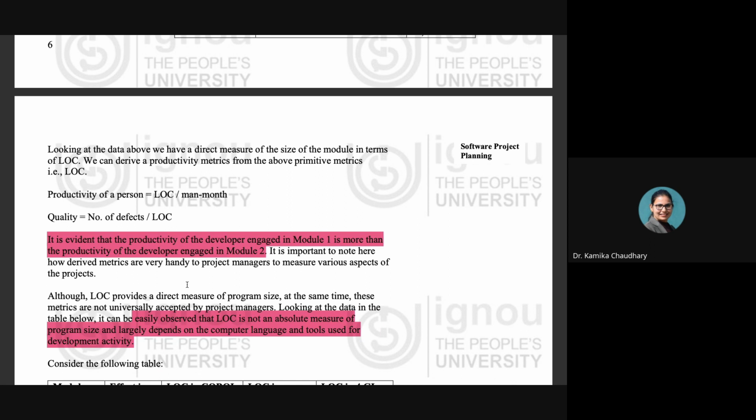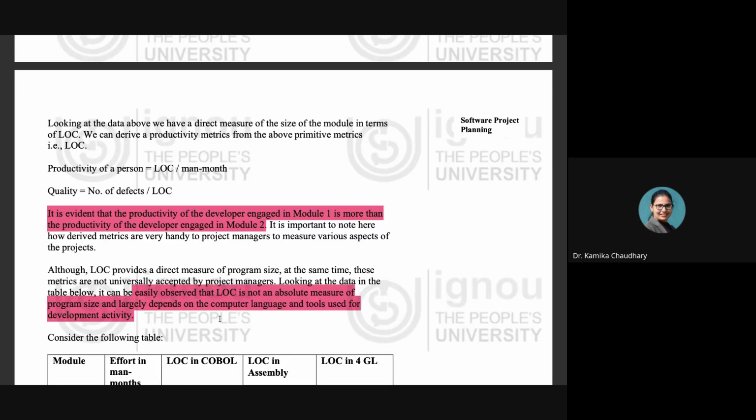Now, the LOC or lines of code provide a direct measure of the program size. At the same time, these metrics are not universally accepted by project managers. Looking at the table above, it can be easily observed that lines of code is not an absolute measure of the program size and largely depends on the computer languages and the tools used for the development activity. We are going to understand this by the following table, right?